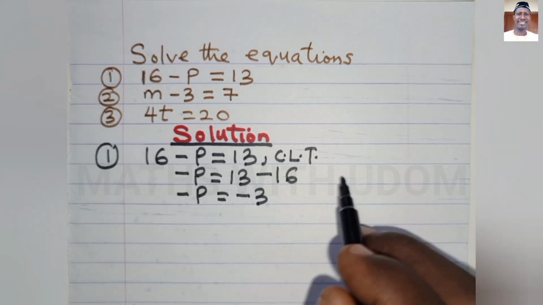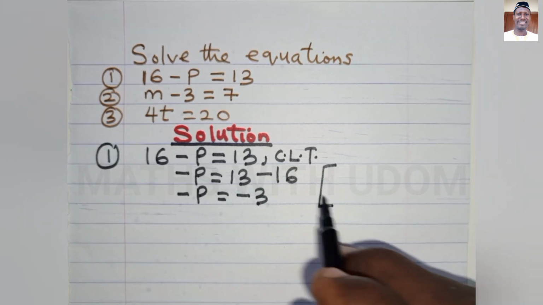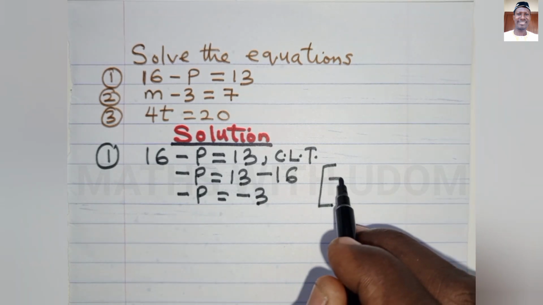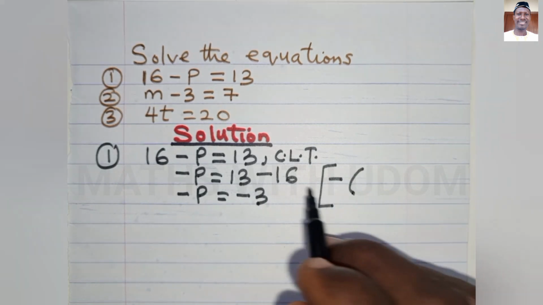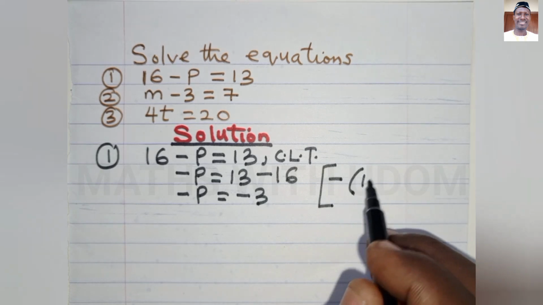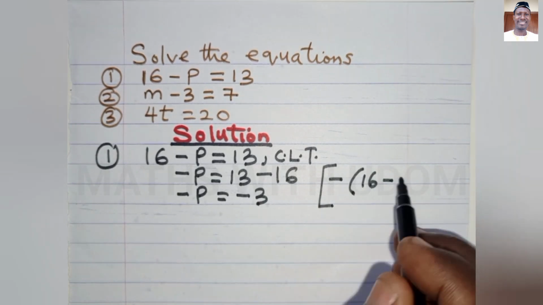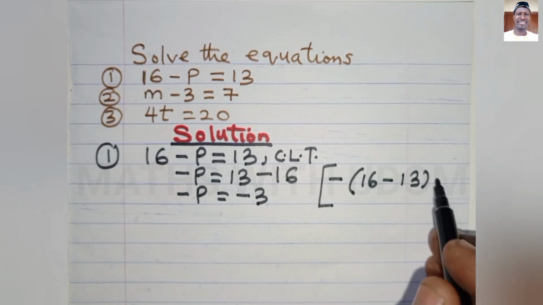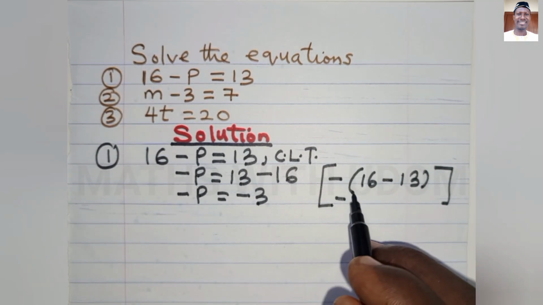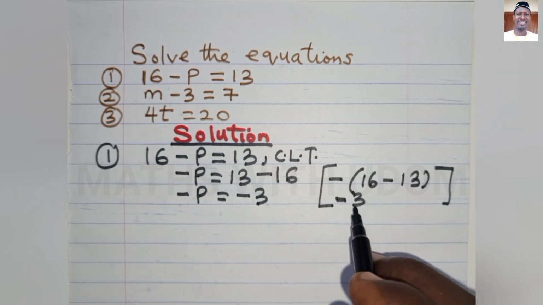How do we get this? Let me quickly show you from here. If you are subtracting a bigger number from a smaller number, it's impossible. You write negative, then you open a bracket and say bigger number minus smaller number. The bigger number is 16, minus smaller number is 13. So that will give me minus, 16 minus 13 is 3. So that's how we got the minus 3 here.